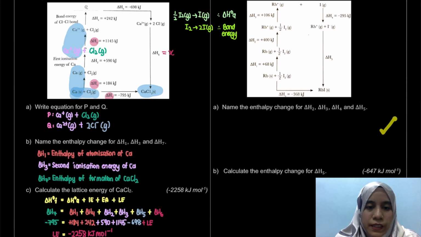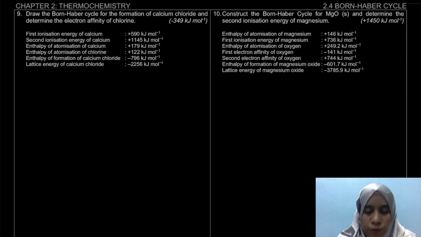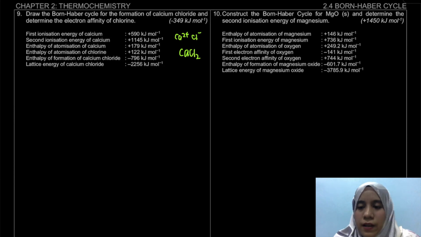For question 9 and 10, here I'm just going to write down the formula for it. So for calcium chloride, Ca2+ and Cl- will form CaCl2. Here magnesium oxide, but they already gave MgO here, right? It's easy because it is Mg2+ with O2-. So it becomes MgO. So in this case, for O2-, you will get second electron affinity.